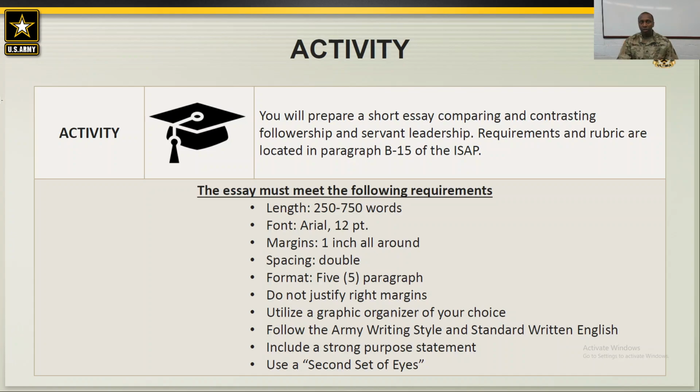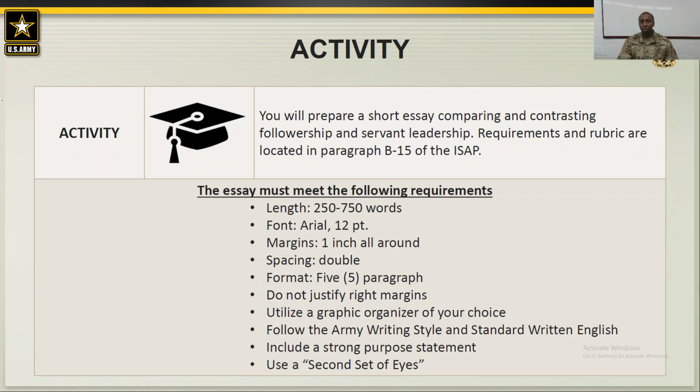The length has to be 250 through 750 words. The font is Arial and the font size is 12. Margins, 1 inch all around. Spacing, double space. Format, it has to be a 5-paragraph essay. Do not justify right margins.